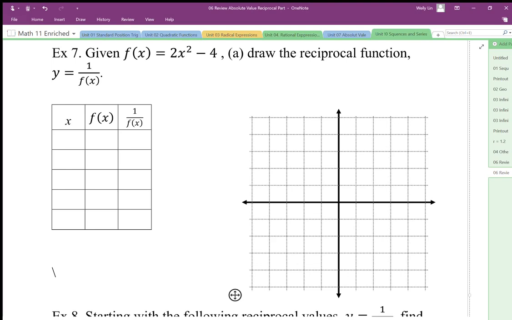How do we draw a reciprocal function? Well, first of all, let's draw in our f of x. So this is 2x squared minus 4. So it's got a vertex at negative 4. And when I solve the roots, it's going to be about negative and positive root 2. So those are going to be important points.